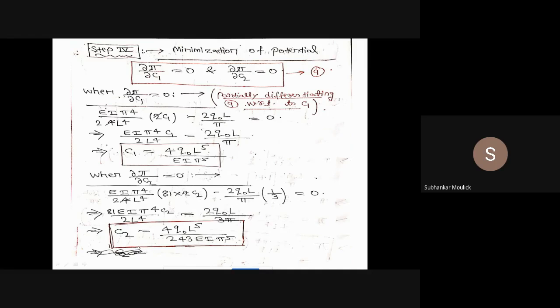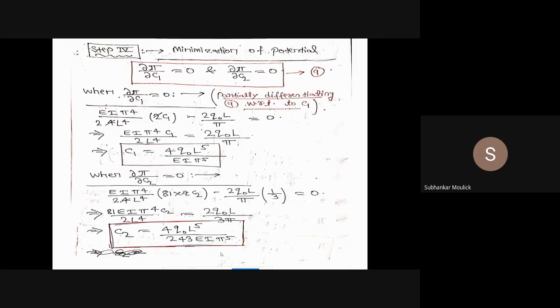and that value is coming out to be 4 q naught L to the power 5 by 243 EI into pi to the power 5. Is it clear? Any doubt? Any doubt in C1 and C2?